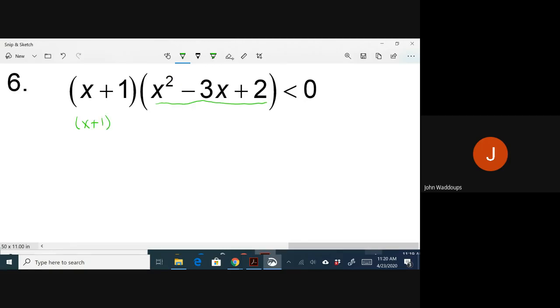It's off to the left. That's fine. Then we're going to take that part right there, and this is going to be less than 0. By the way, less than 0? It's negative. Good.